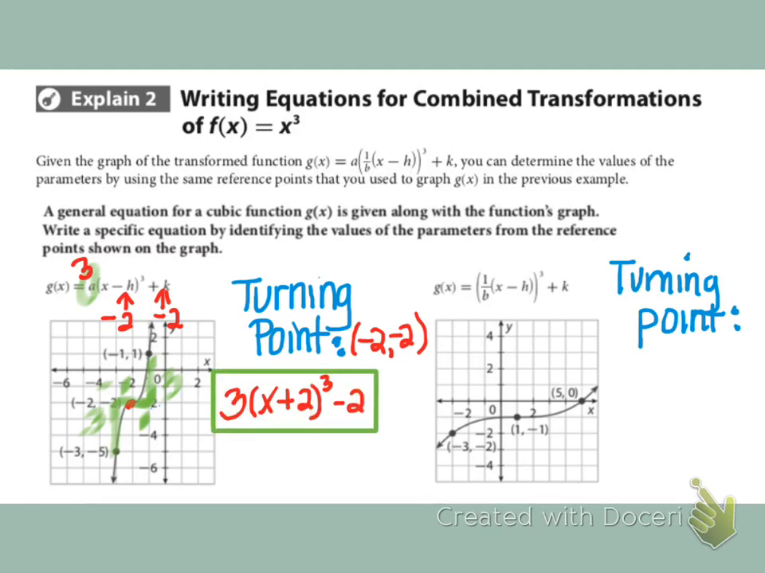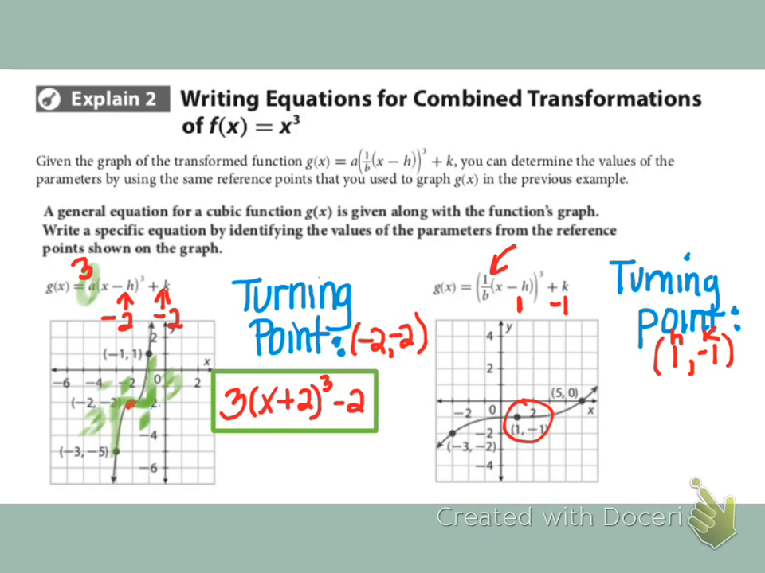Okay. So this next one, you can see they're indicating that if there's a stretch or compression, it's going to be horizontal. So the first thing we always do is identify that turning point. So that's that point in the middle. That's right there. 1, -1. So that means I'm going to plug in for H and K. I'm going to plug in 1 for H and -1 for K.